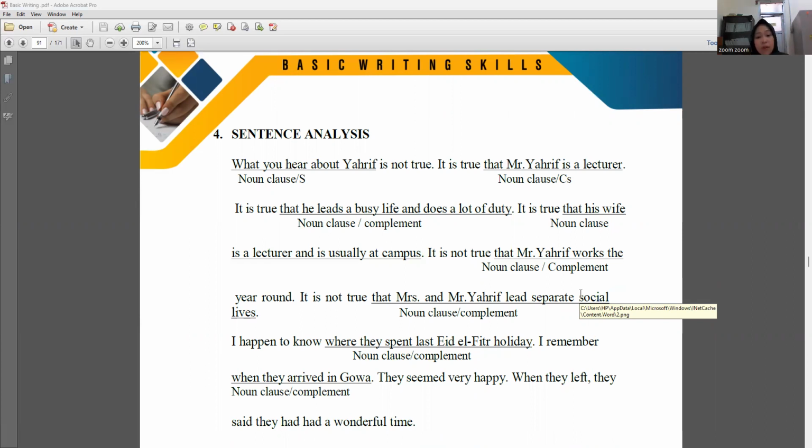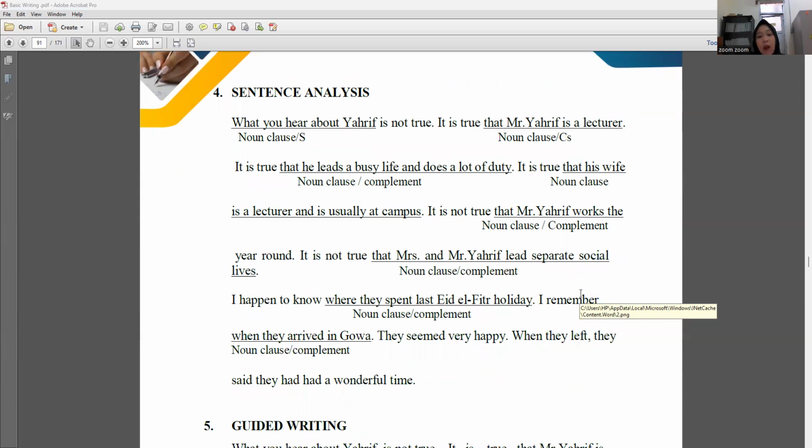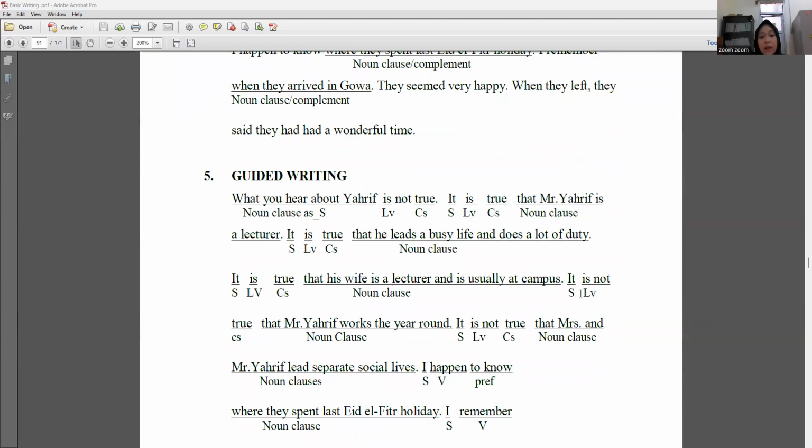I happen to know where they spent last Eid al-Fitr holiday. I remember when they arrived in Goa, also noun clause as complement. They seemed very happy. When they left, they said they had a wonderful time. Yeah, so they are also noun clauses. Okay, guided writing, you can see where to put the subject, the auxiliary or the verbs, the helping verbs, and also the clause.